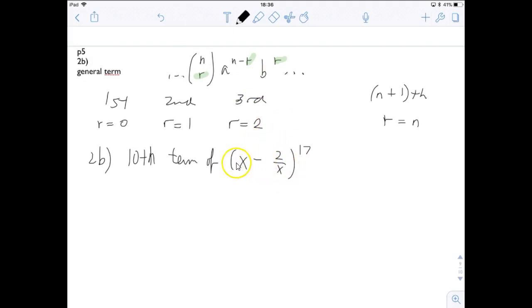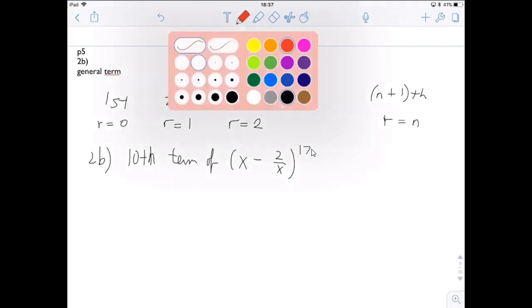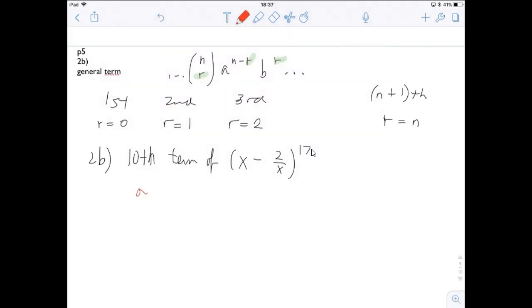Now, what if you have a negative sign in front of them? Remember to keep that negative sign together with the term itself, okay? So in this question here, they're asking us for the 10th term of x minus 2 over x to the 17th. You could say that, okay, a value is going to be x. B value is going to be negative 2 over x, right? Because it includes everything including the minus sign. And the n value is going to be 17.